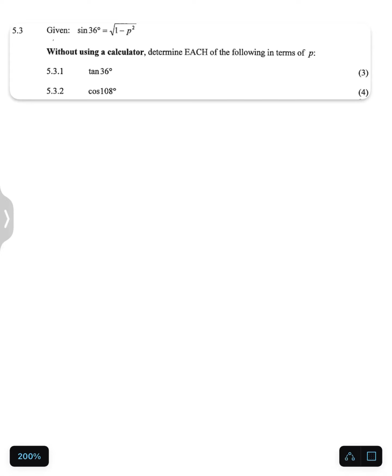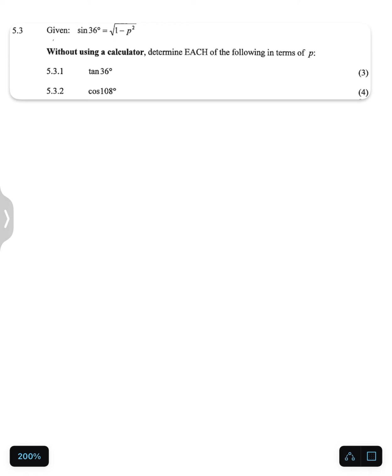So this video is the continuation of the previous two videos that I made on trigonometry of grade 12. Okay, so we're going to look at 5.3 as we continue with this series. So 5.3 says, given sine 36 degrees is equal to square root of 1 minus p squared, without using a calculator, determine each of the following in terms of p.